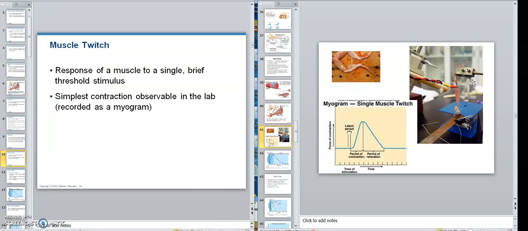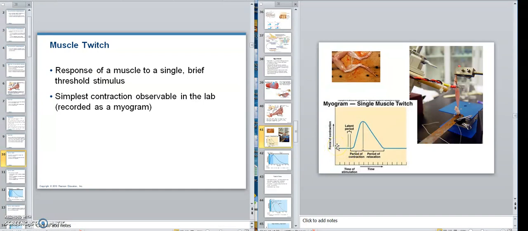All right, so let's say I just stimulate the muscle. I'm stimulating the muscle right here at this time. This is time in milliseconds, and this is tension. I'm going to stimulate the muscle right at this time. Now, listen to what I'm saying. Notice you don't get any contraction for a while.